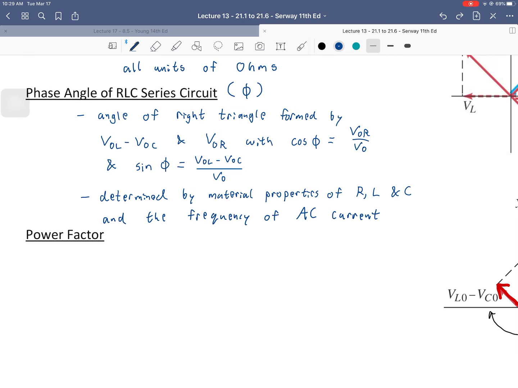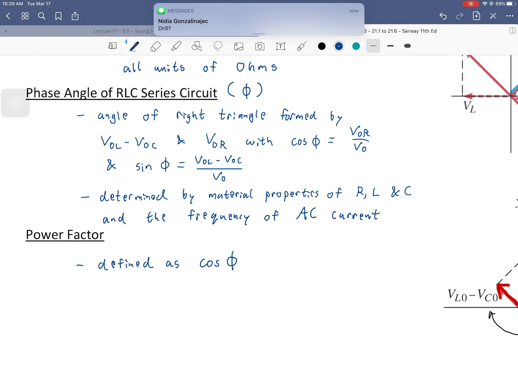All right, so last thing here, we have the idea of the power factor, and the power factor is going to be equal to cosine of phi, and what it represents is how the phase angle is affecting the average power output of the circuit. Okay, so let's get a good definition for that. So it is defined as cosine of phi.